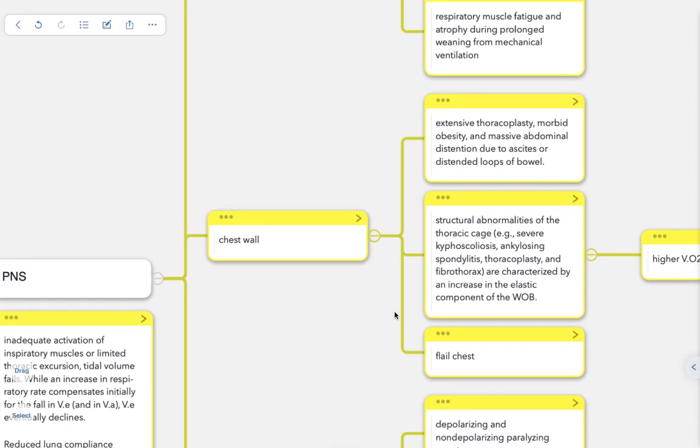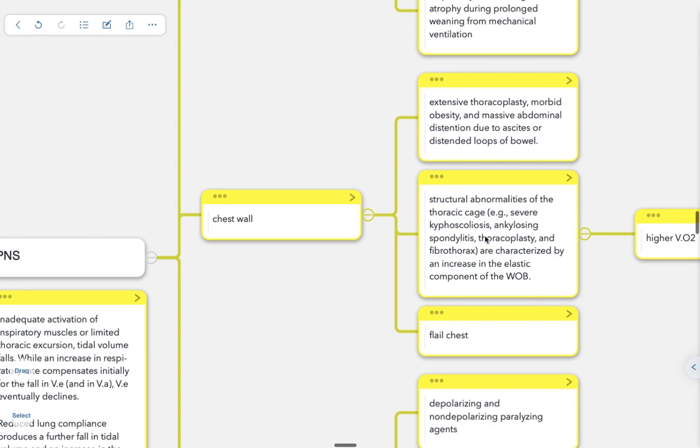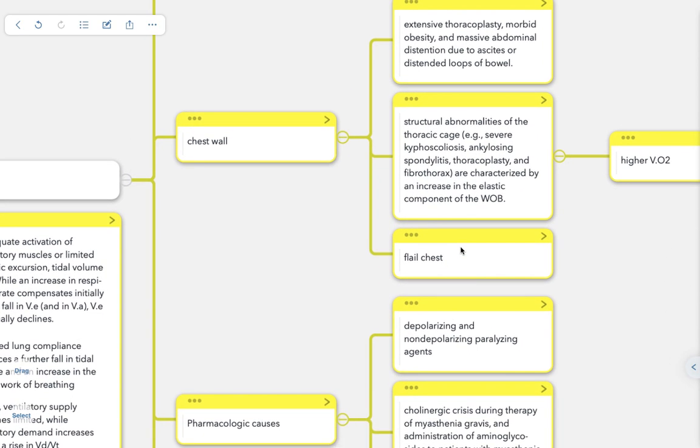Then chest wall problems could be in the form of structural abnormalities, especially in the cases of kyphoscoliosis or ankylosing spondylitis, or if the patient has undergone an excessive thoracoplasty or fibrothorax. Now, all these conditions, like we said, cause a decrease in the chest wall compliance and cause the elastic component of work of breathing to increase. Apart from that, flail chest can also be another example.